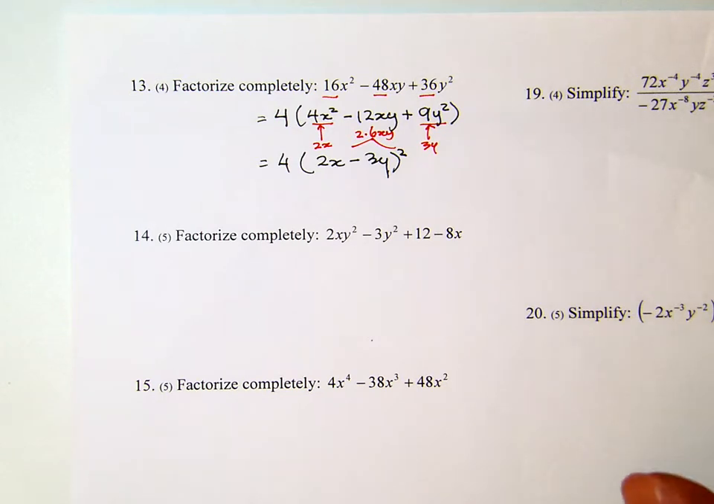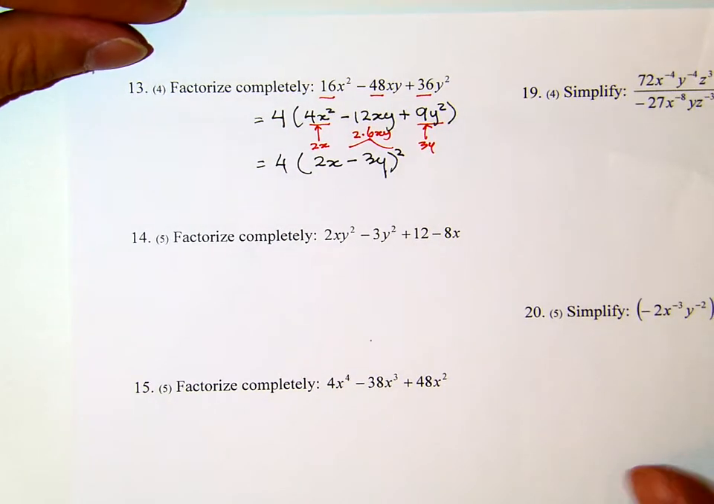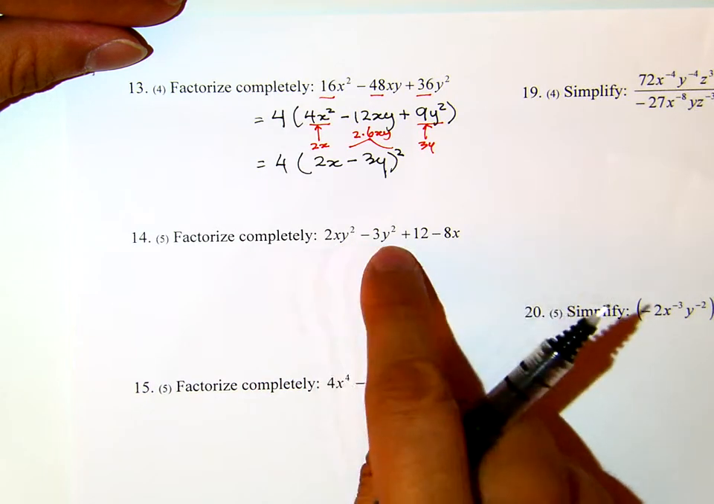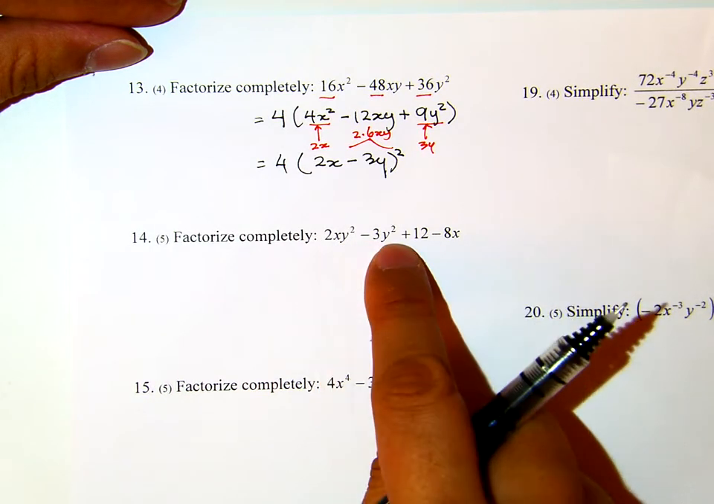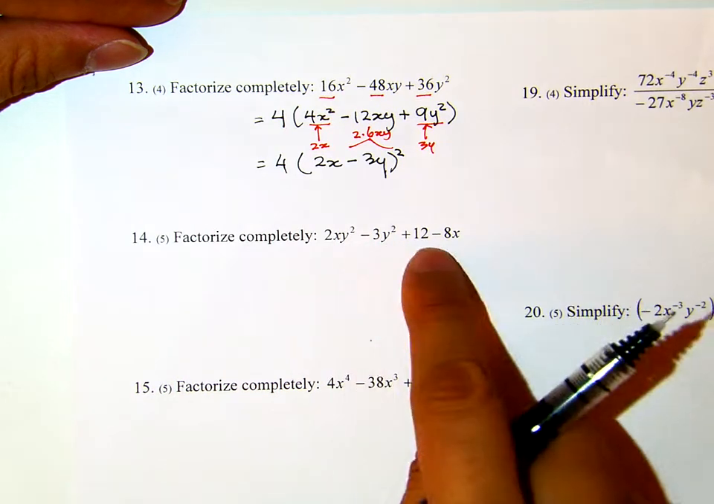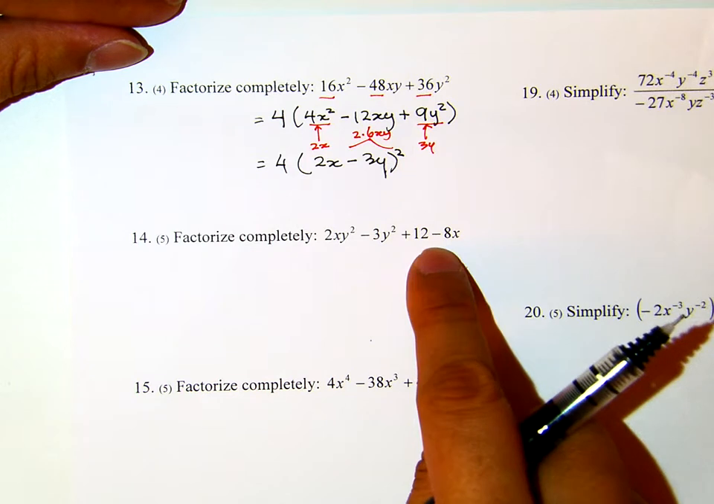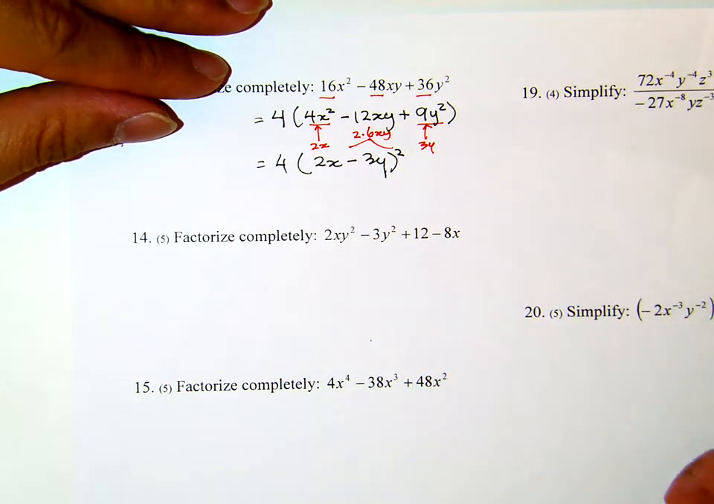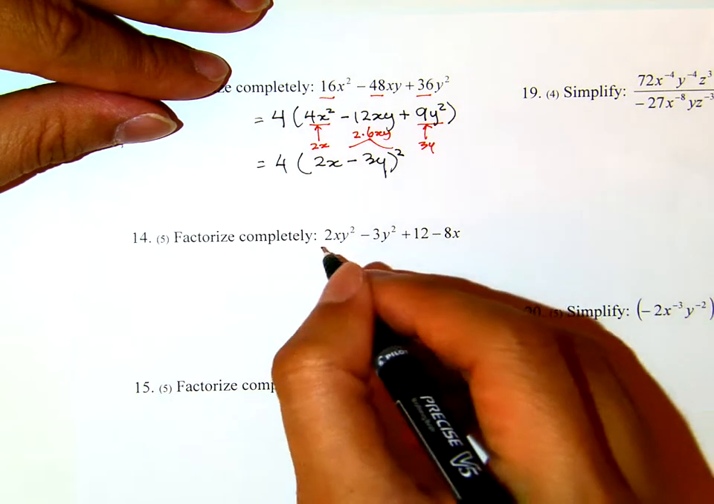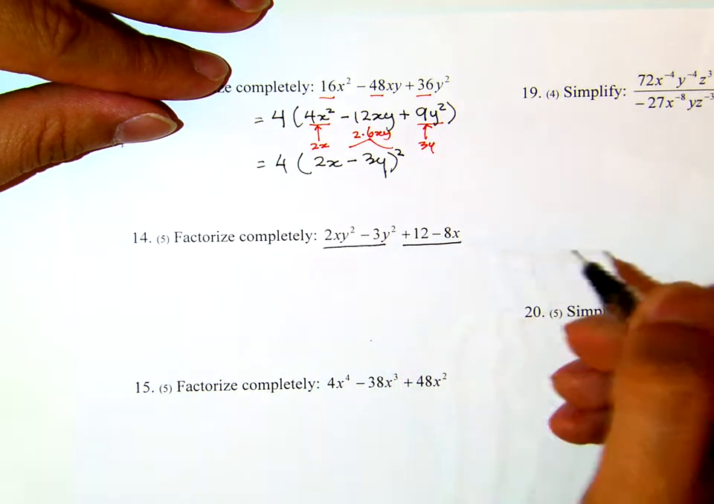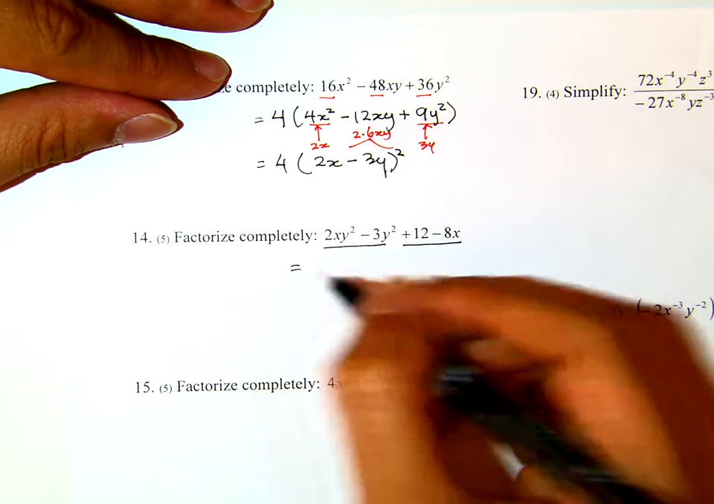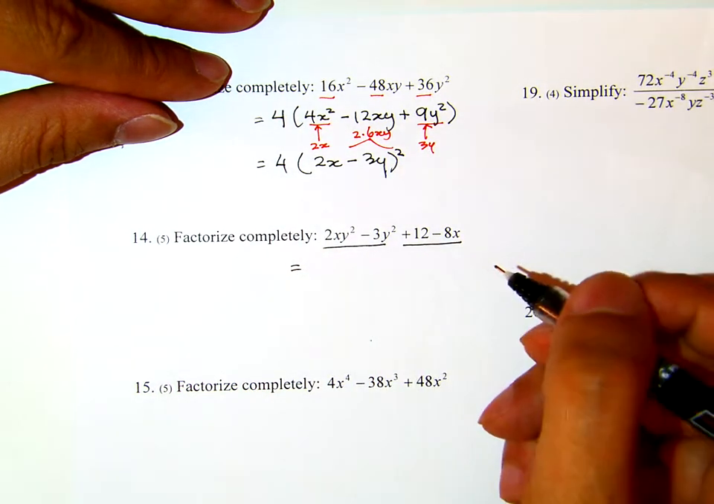Number 14. Factorize completely. Let's check if we have a common factor. 2 and 3, definitely no common factor. X without x here, no common factor. Both of them have y squared, but you don't have y here, so we don't have a common factor. Let's go on to the next level. You have 4 terms here, so we suspect that this will be the case of grouping. I break it up into 2 halves.